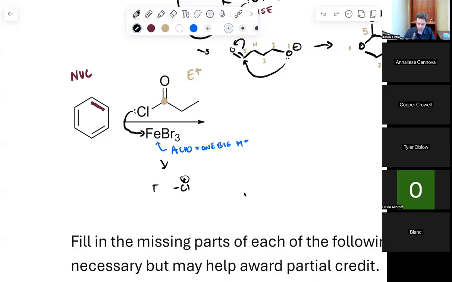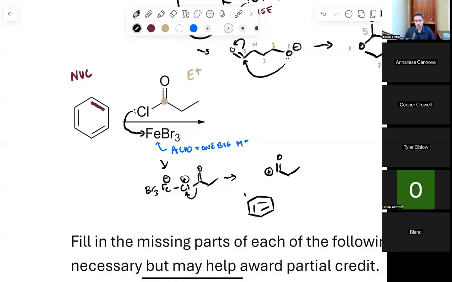I'm going to redraw that better. The only thing you have to know about this one that's different is that the leaving group leaves first. So there's an extra step here. So now I have a great electrophile, because I have a very bad nucleophile. Benzene's a bad nucleophile.